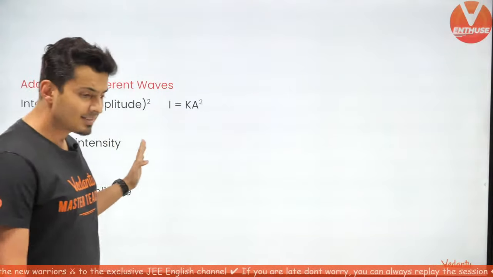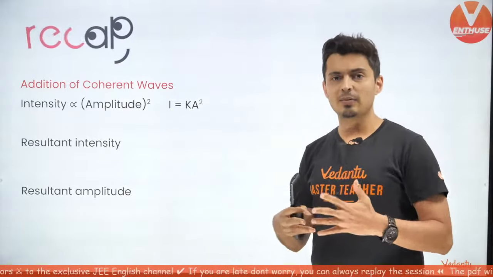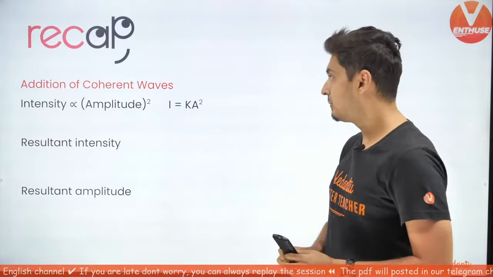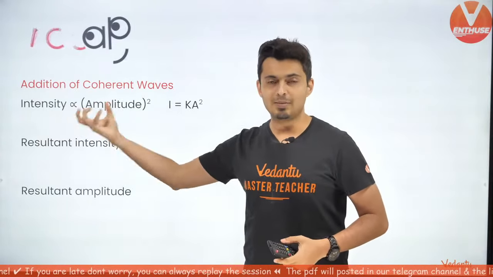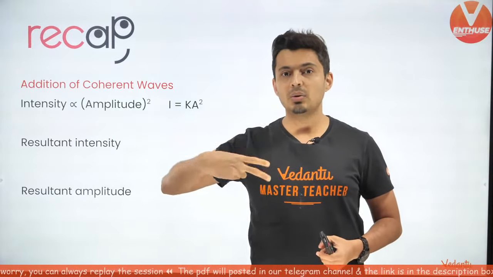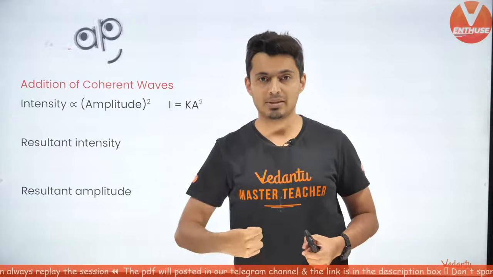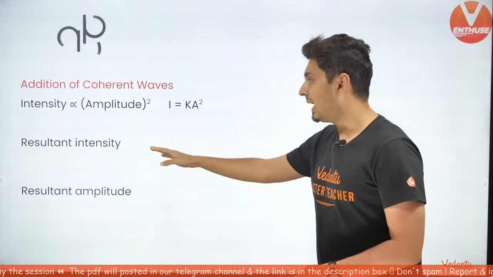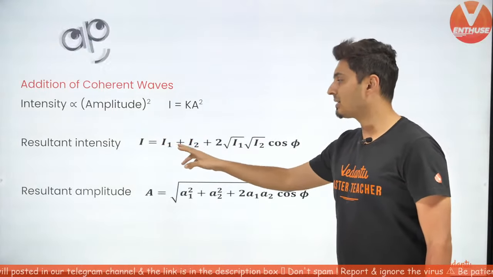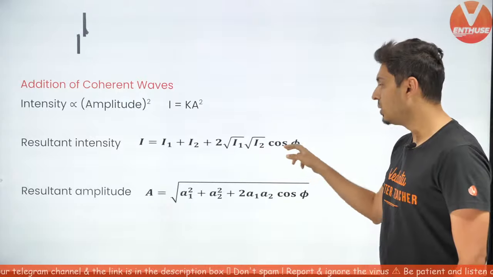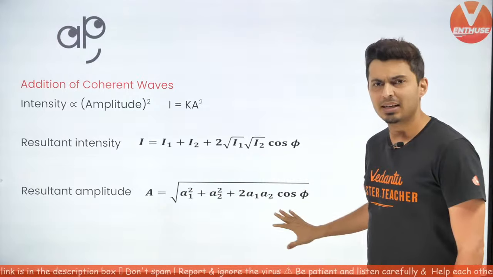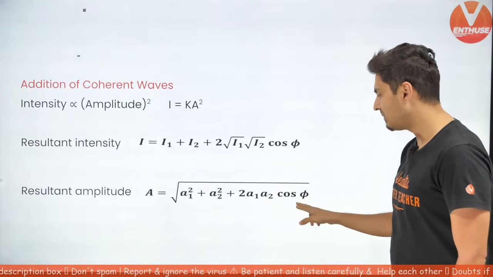We have seen that when light waves or any kind of waves meet, they interfere with each other and produce a resultant wave. The intensity of the wave is always proportional to the square of the amplitude. So if amplitude is doubled, intensity becomes 4 times. And the resultant intensity is given by the formula I = I1 + I2 + 2√(I1 I2) cos φ, and the resultant amplitude is given by the same vector addition formula, A = √(A1² + A2² + 2 A1 A2 cos φ).